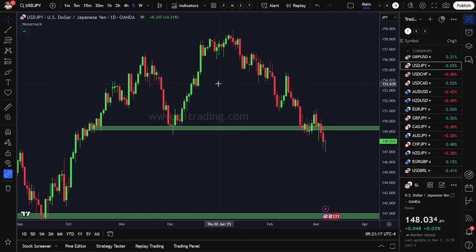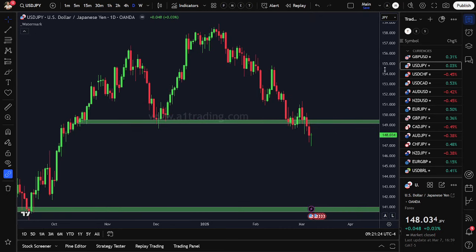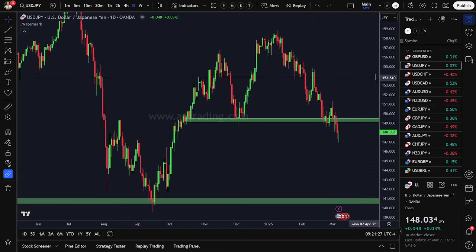Another interesting chart right now is the dollar yen. Now, of course, dollar yen has been something that we've talked about a lot on the channel here recently, because the Japanese yen is really critical to the global stage, right?